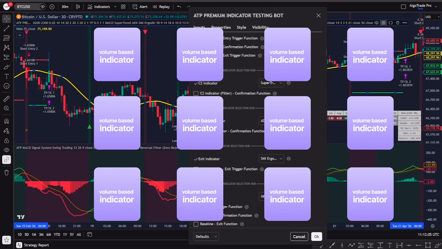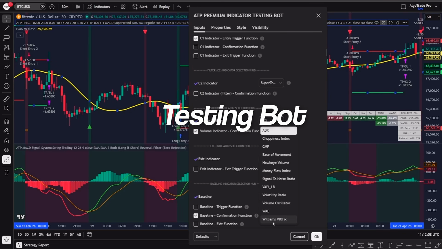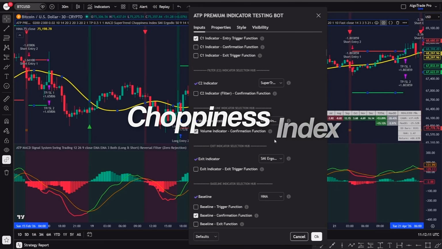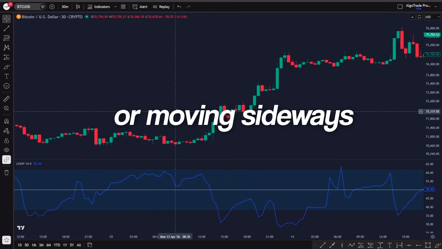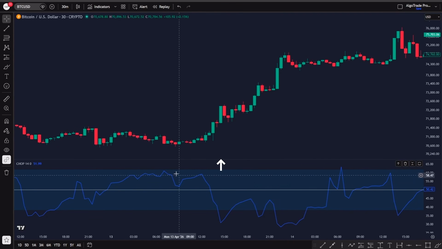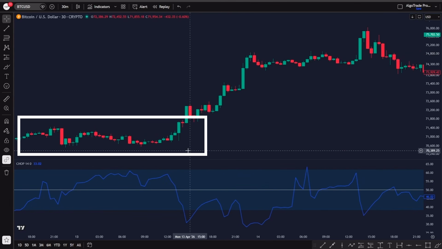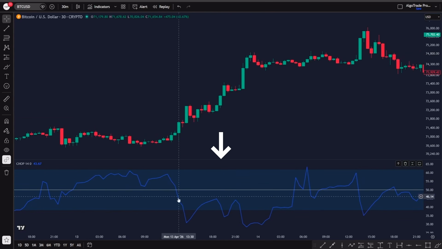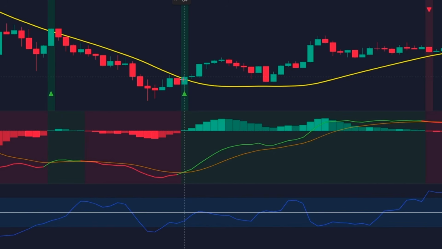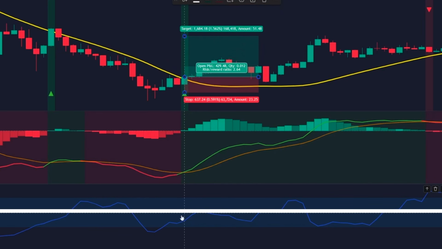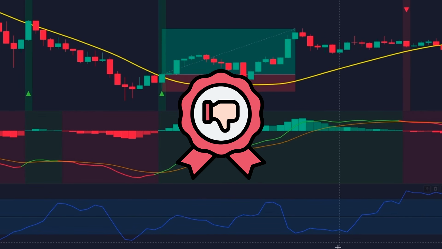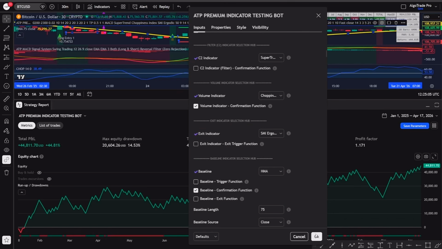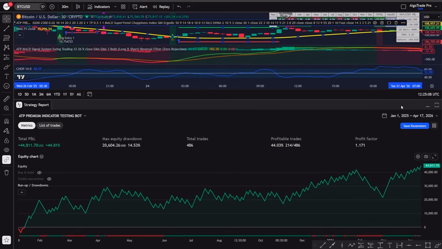After testing multiple volume-based indicators inside the testing bot, the one that clearly stood out was the choppiness index. This tool tells us whether the market is trending or moving sideways. When the value is above 50, the market is considered choppy, meaning it's ranging and unpredictable. And when it's below 50, the market is trending. So the idea is very straightforward. We only take trades when the choppiness index is below 50, which helps us filter out a huge number of low quality trades. So I added this filter to the system, kept everything else the same, and ran the tests again.